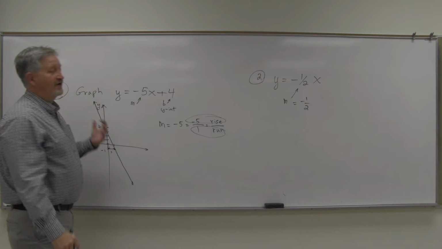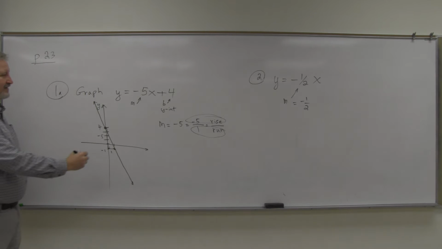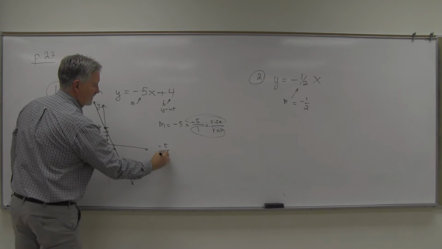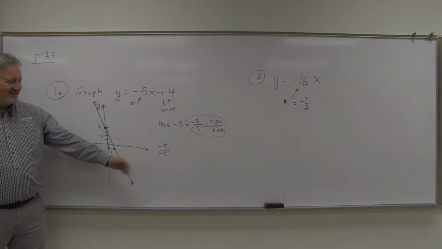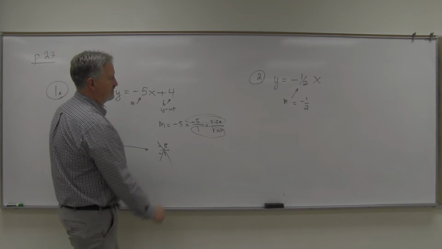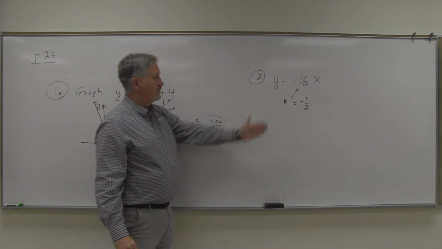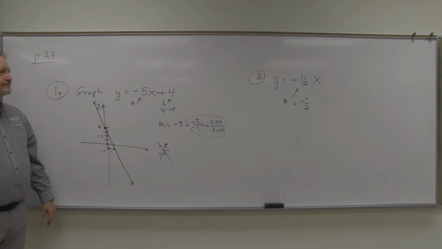But why couldn't I do it to both? Why couldn't I have gone -5 over -1? Why would that be wrong? Well, that turns into a positive slope, doesn't it? So you don't want to do both of them negative. Same thing here, put the negative with either the 1. You could do it with the 2.